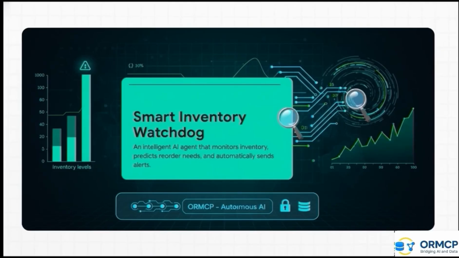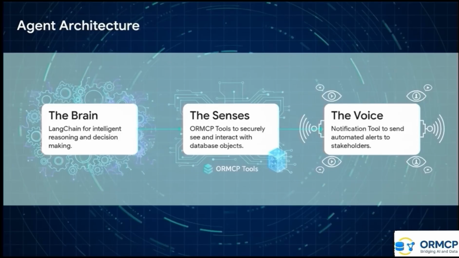Look, we need to be clear, this isn't just some simple script running on a timer. It's a genuine AI agent. It doesn't just see that the stock is low, it's designed to understand why. It's not just flagging a number, it's looking at sales patterns to actually predict future demand. That's a huge difference. And here's a simple way to think about how it's built.